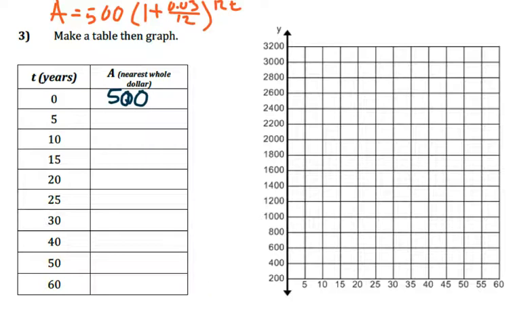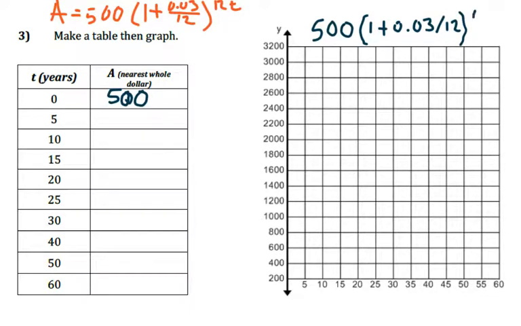Let's take a closer look at this next one and how we would use our calculators to help us do it. So we're going to substitute 5 in for t. So we're going to have in our calculators 500, parenthesis, 1 plus 0.03 divided by 12, close your parenthesis.